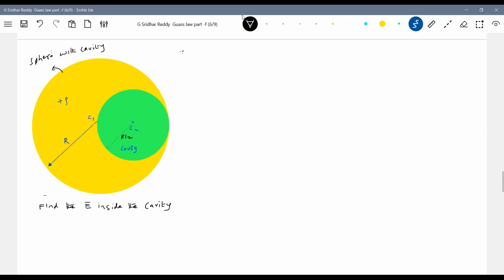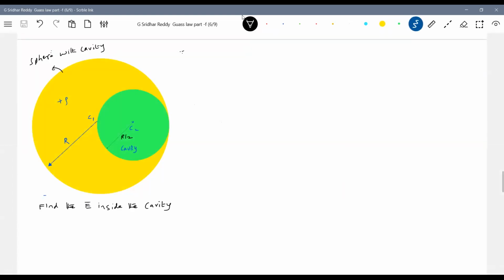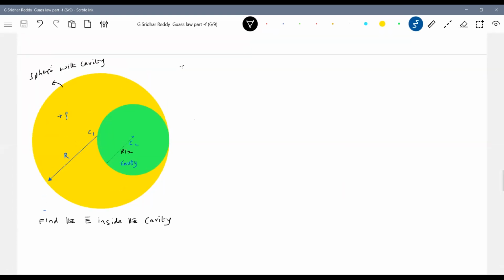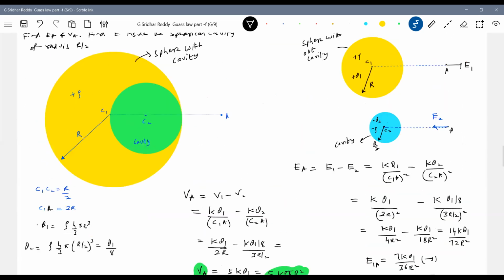The diagram, then the resultant field will be the field inside the sphere with cavity. So we find the E inside the cavity, asking for magnitude as well as direction. In the gravitation chapter, we have discussed this, if you can remember. Okay, let me take the same diagrams again.